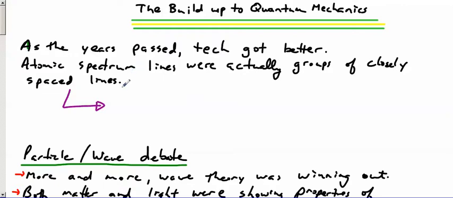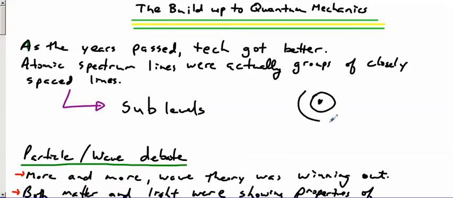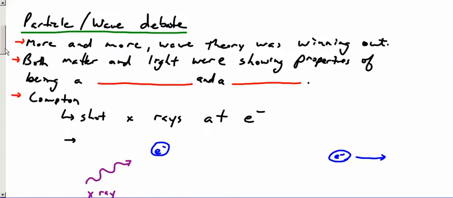The technology got better, and they realized that the lines on an atom's atomic spectrum were actually groups of closely spaced lines, and this pointed out to them that there must be sublevels. Okay? Which was a bit of a surprise. It means it can't just be nucleus and then very discrete levels. There's got to be other levels within the levels.